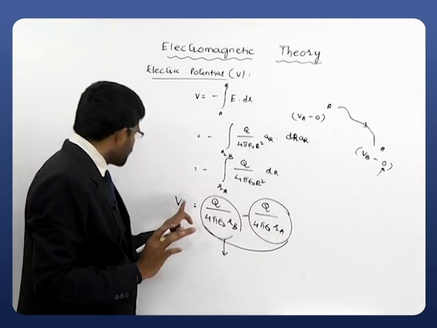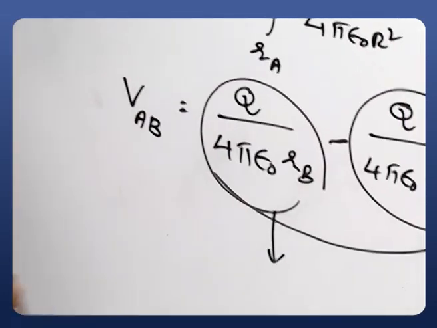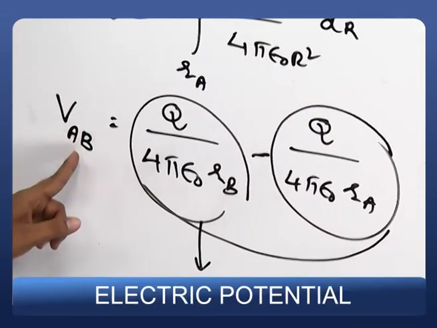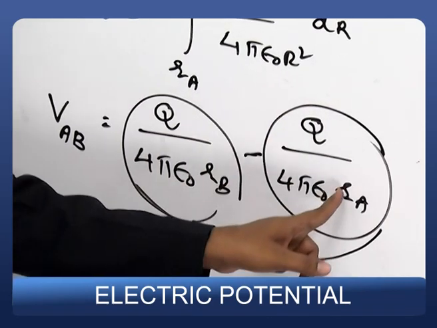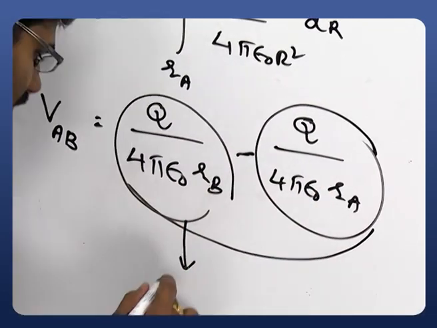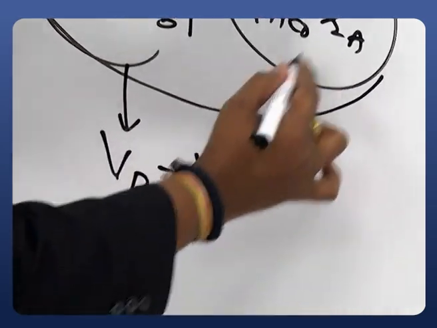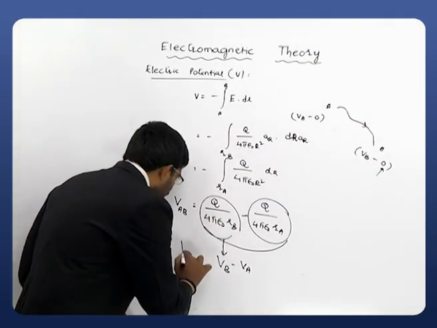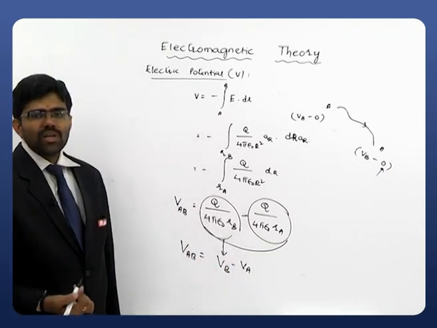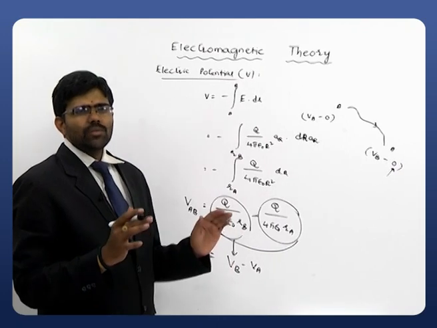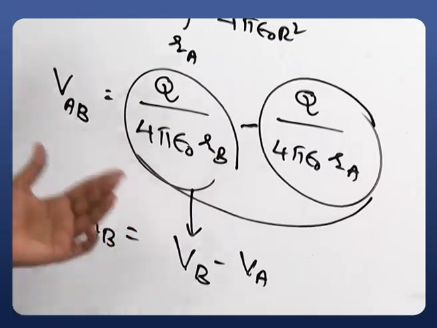So here what I do is I'll try to change this notation as VAB. So VAB is equal to Q by 4 pi epsilon naught RB minus Q by 4 pi epsilon naught RA. As we set this one as the absolute potential VB and this one as absolute potential VA, simply VAB can be written as VAB is equal to VB minus VA. So it's a very simple relation that we have for the calculation of a potential difference between 2 points.